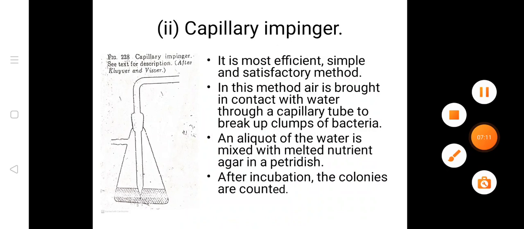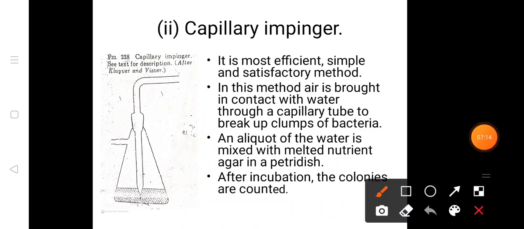Another method is the capillary impinger. There is also another method for impingement in the liquid, named the capillary impinger. The capillary impinger was given by the scientists Kluwer and Wissler, and it is one of the most efficient, simple and satisfactory methods.